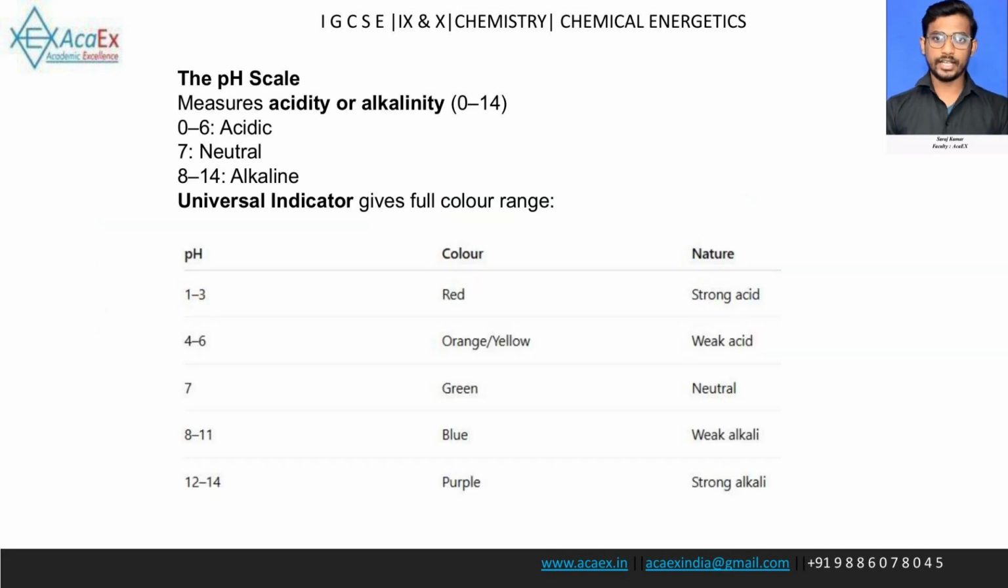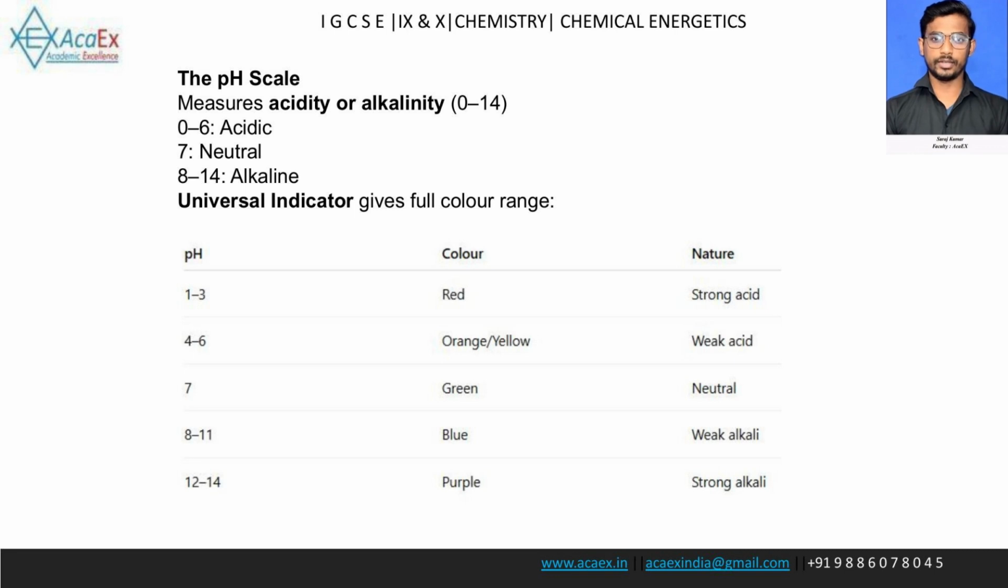The pH scale. The pH scale measures how acidic or alkaline a solution is on a scale from 0 to 14. A pH from 0 to 6 is acidic. A pH of 7 is neutral. A pH from 8 to 14 is alkaline. A universal indicator gives a full range of colors corresponding to the pH.